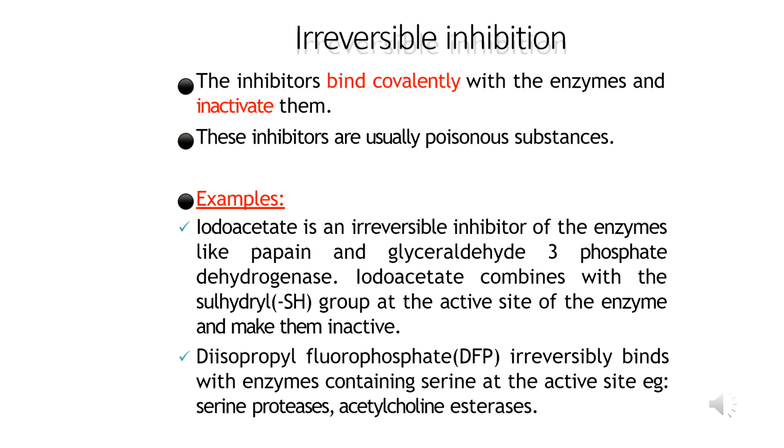The second example is diisopropyl fluorophosphate, which irreversibly binds with the enzyme containing serine at the active site. For example, serine proteases and acetylcholine esterases. So these are the examples of irreversible inhibition.